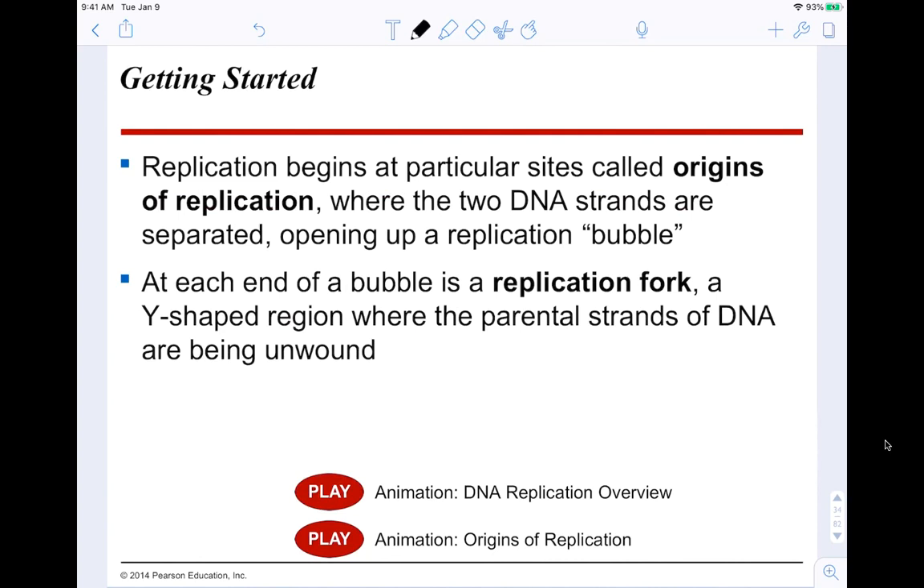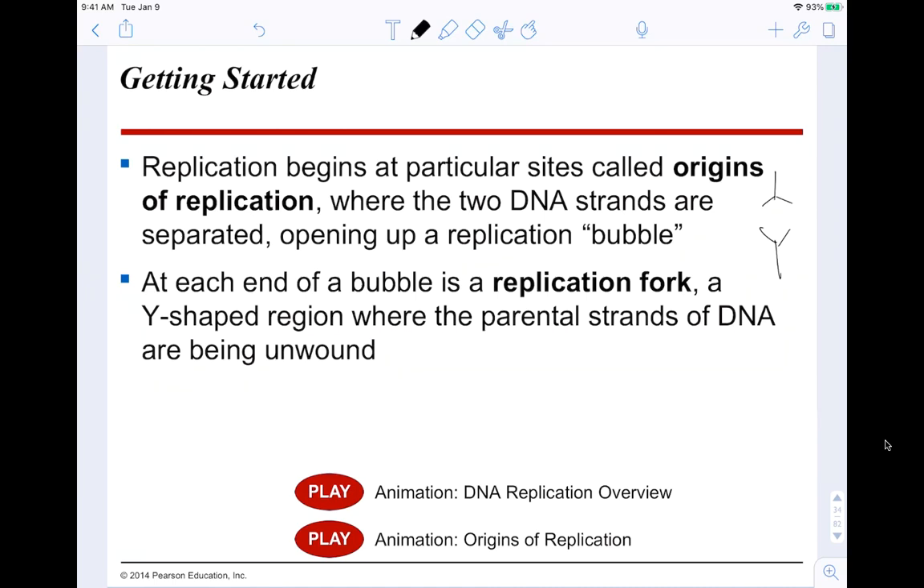Okay, so replication begins at a particular site that's called the origin of replication. Well, thankfully that makes sense because if it's the origin, that's where it starts. And if it's of replication, well, that's where the replication or the copying is about to begin. Great, aptly named. Okay, where the two DNA strands are separated, opening up in a replication bubble. Okay, at each end of the bubble is a replication fork. Think about a fork in the road. You literally have two directions that you can run. You'll see an image of this in a second. A Y-shaped region where the parental strands of DNA are being unwound.